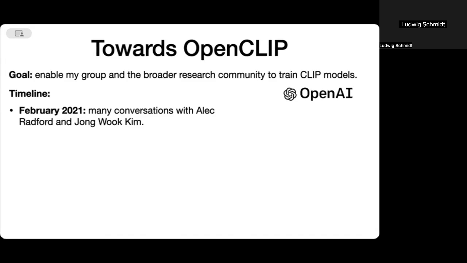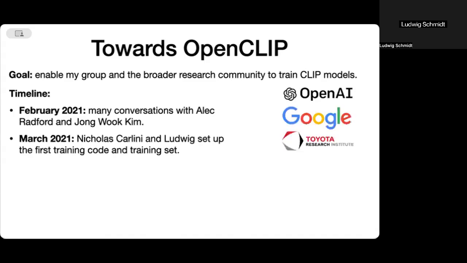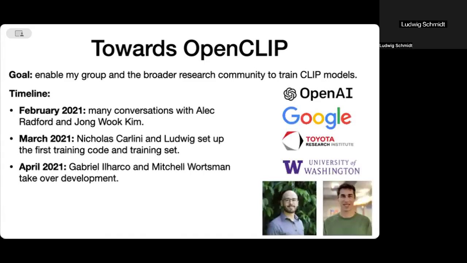And they were actually quite helpful and told us a little bit about how they went about training their own CLIP models. So this was the starting point. And then a friend and collaborator, Nicolas Carlini, and I built the first training code and the first training set. Nicolas is still at Google. I, at the time, was doing a gap year at the Toyota Research Institute. This was a good start, but things really started to accelerate when two really amazing grad students joined, Gabriel and Mitchell.